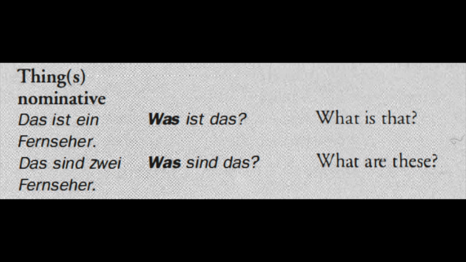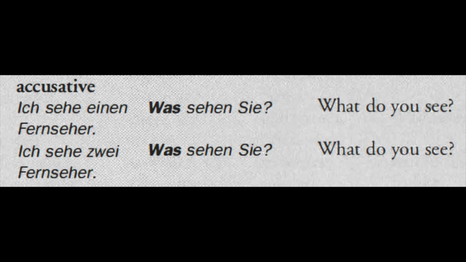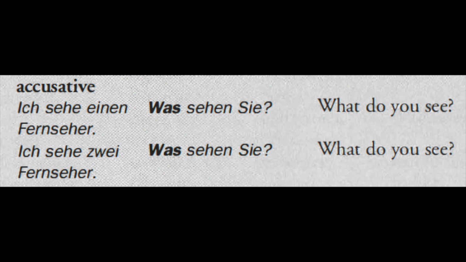Das sind 2 Fernseher. And in the accusative case, brilliant news, was stays the same. Was sehen Sie? Ich sehe einen Fernseher. Because der Fernseher, masculine, we need the en ending, don't we? Was sehen Sie? Ich sehe 2 Fernseher. Right? So I see one television or I see two televisions.